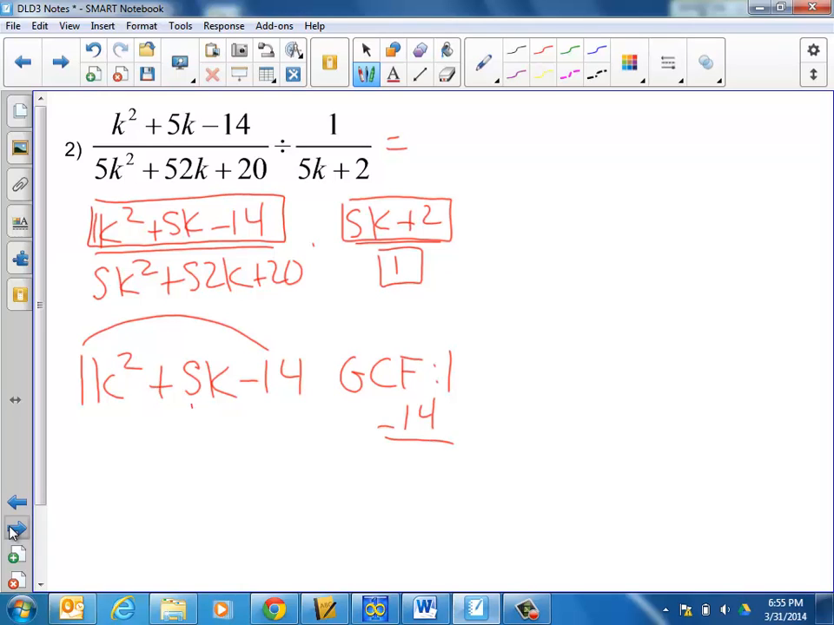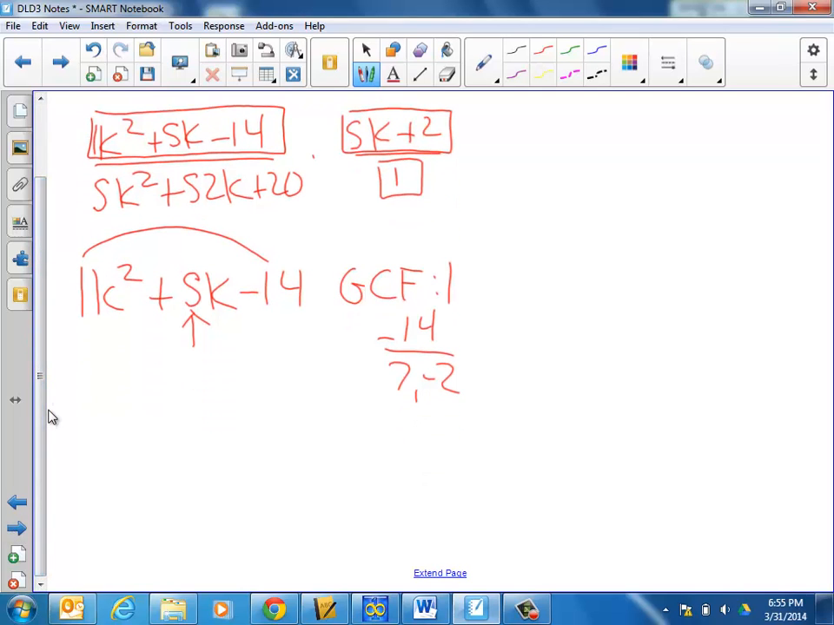We're looking for factor pairs of negative 14 that add up to 5. Those are going to be 7 and negative 2. 7 times negative 2 multiplies to give you negative 14. 7 plus negative 2 adds to give you 5. So let's use these two numbers right there to separate the middle term of this trinomial. You're going to have 1k squared plus 7k minus 2k minus 14.